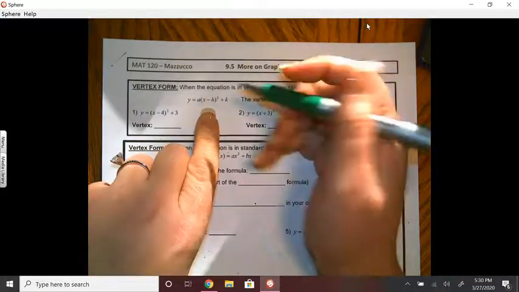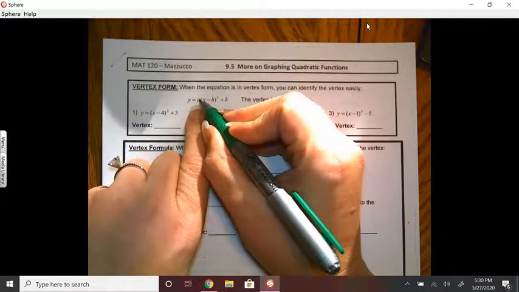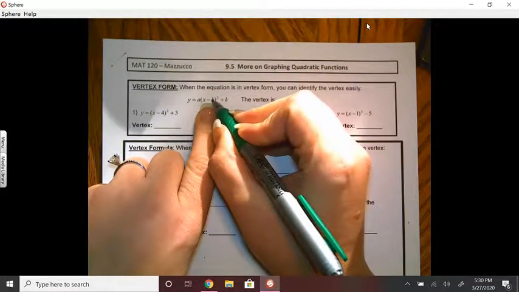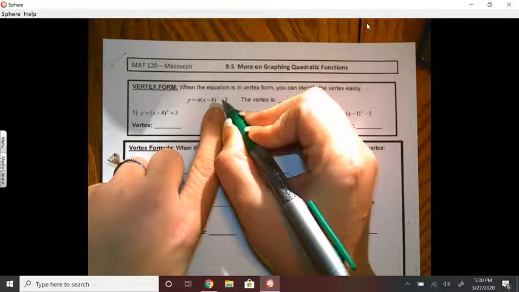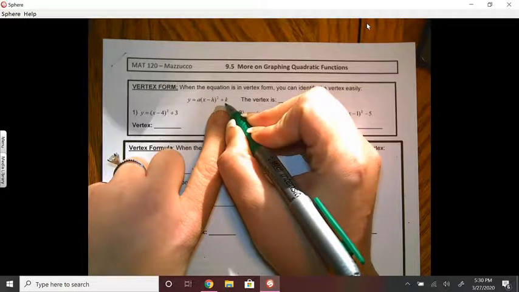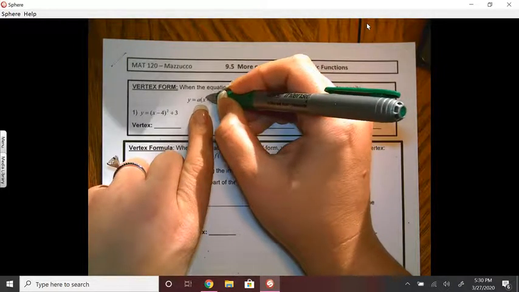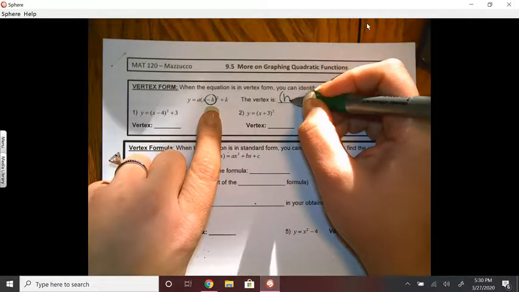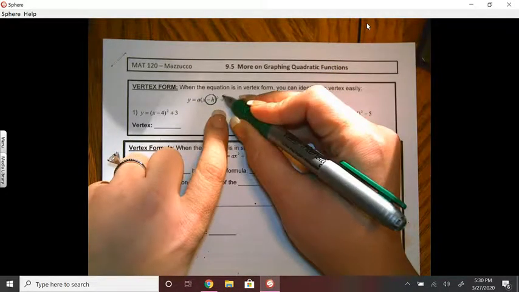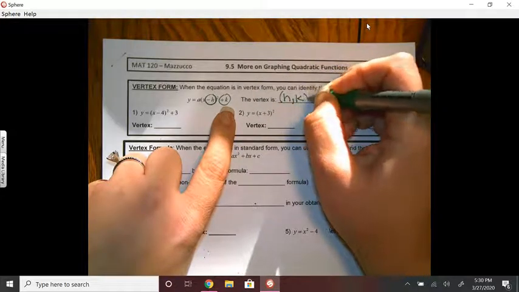So when it's in this form here, you might have a number in front of the parenthesis, a number inside parentheses with an x, a squared on the outside, and then some number being added or subtracted. Then the number inside the parenthesis with the x, you're going to do the opposite of that, and then take the number here, and that would get you your vertex.